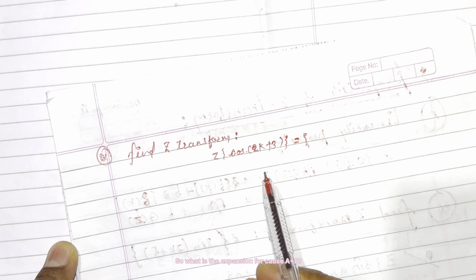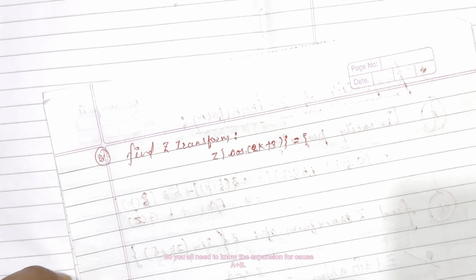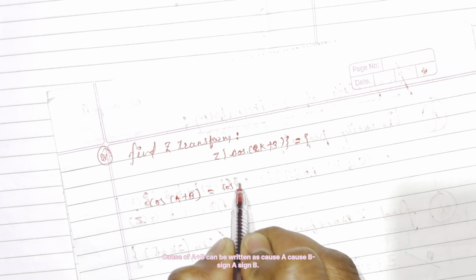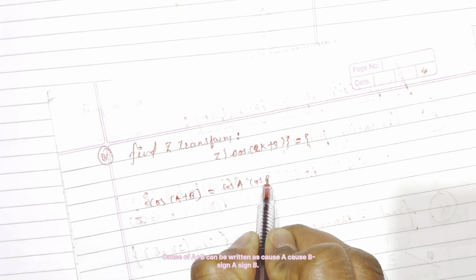So what is the expansion for cos(a + b)? Cos a cos b minus sin a sin b. You all need to know the expansion for cos(a + b). Let me write here: cos(a + b) can be written as cos a cos b minus sin a sin b. It is the expansion of cos(a + b).